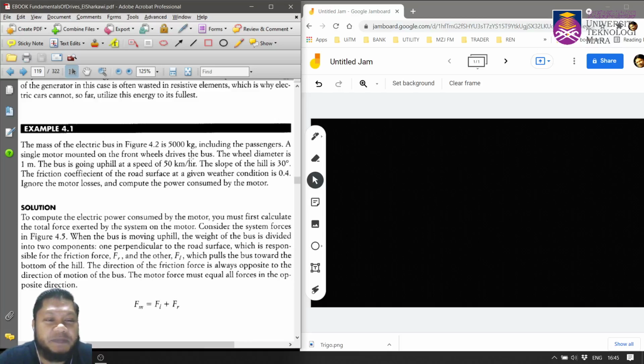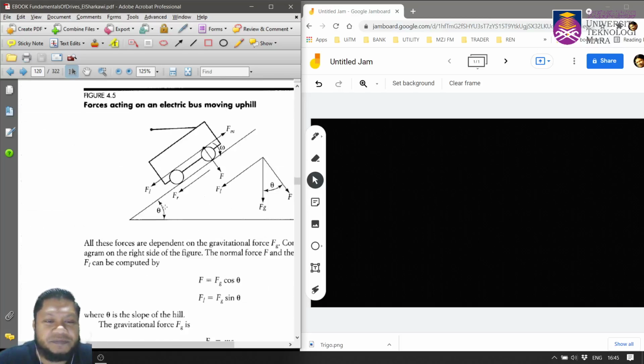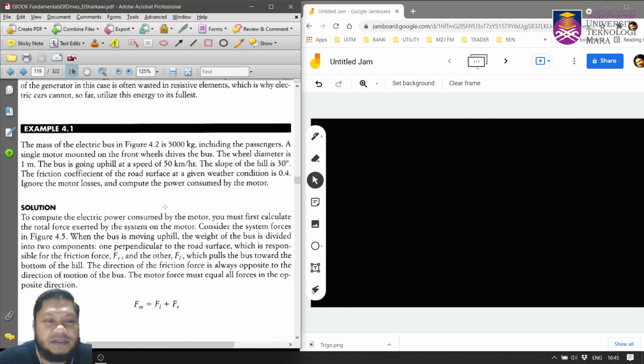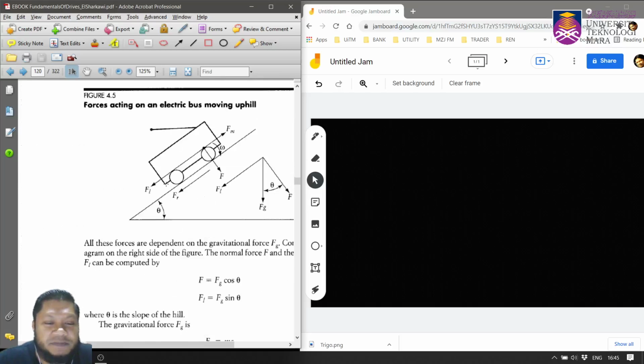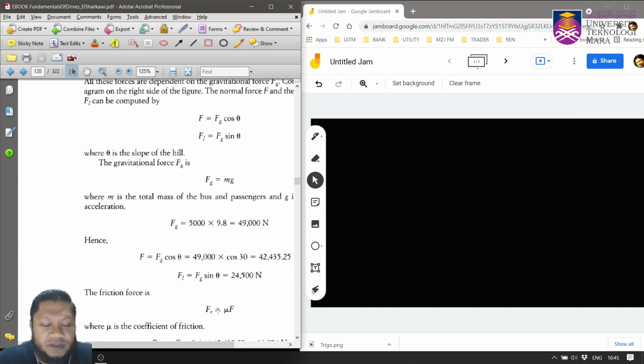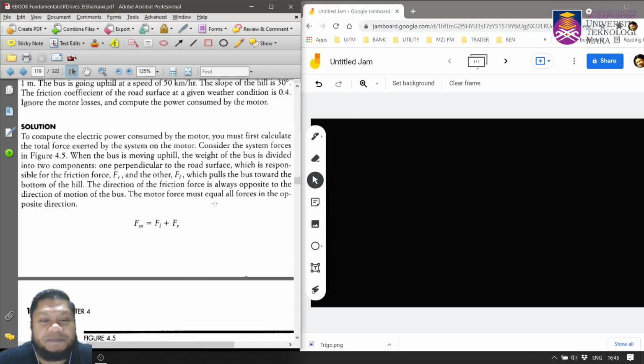The bus is going uphill at a speed of 50 kilometer per hour. So the bus has a speed, which we call V, equal to 50 kilometer per hour. The slope of the hill is 30 degrees. And the friction coefficient of the road surface at a given weather condition is 0.4. So we can call this mu r. This is the friction coefficient.